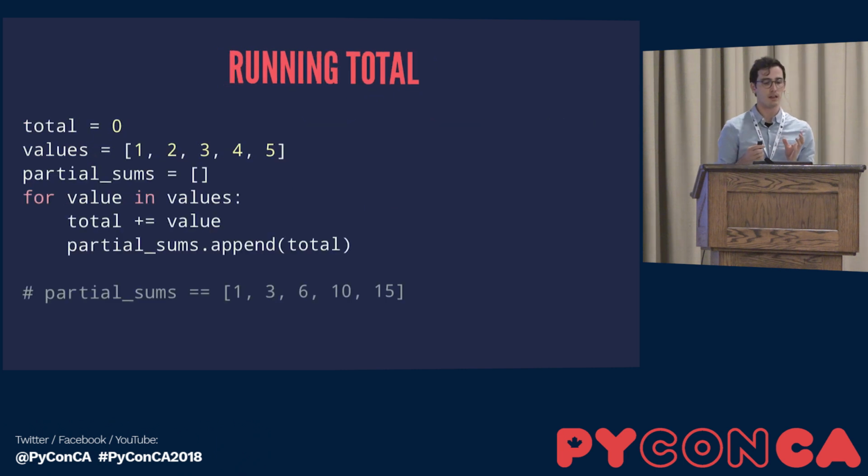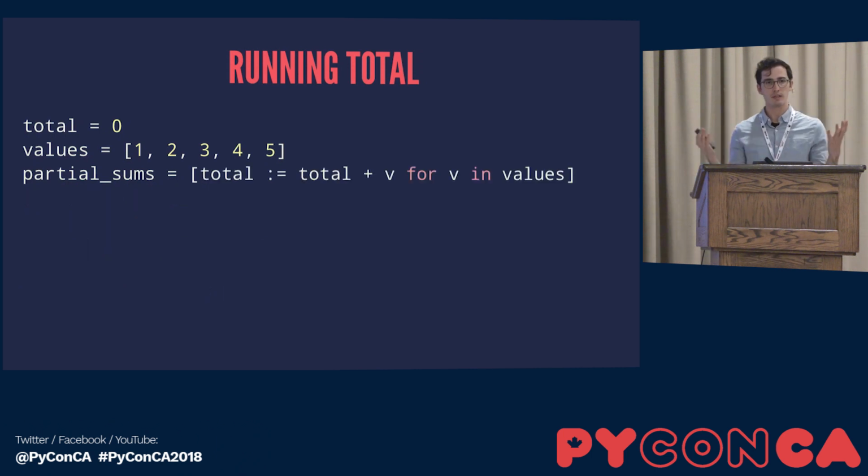Let's say that we had a list of values, and we wanted to compute the running total. So we wanted to compute the total of 1, 1 plus 2, 1 plus 2 plus 3. We could do this with a for loop just like this, and partial sums would be 1, 3, 6, 10, 15, on and on. With the Walrus operator, this becomes a lot simpler. We can reuse total inside the comprehension and add to it as we go, and it gets assigned to each value for v in values, and partial sums ends up being the same thing.